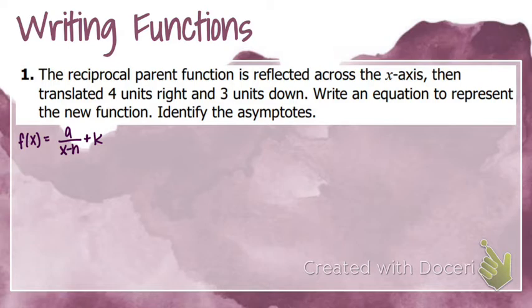All right, so the reciprocal parent function is reflected across the x-axis. So let's look at all the things that we're going to have to do. It's reflected across the x-axis, then translated 4 units right and 3 units down. And we want to write an equation to represent the new function. So reflecting it across the x-axis affects the sign of a.